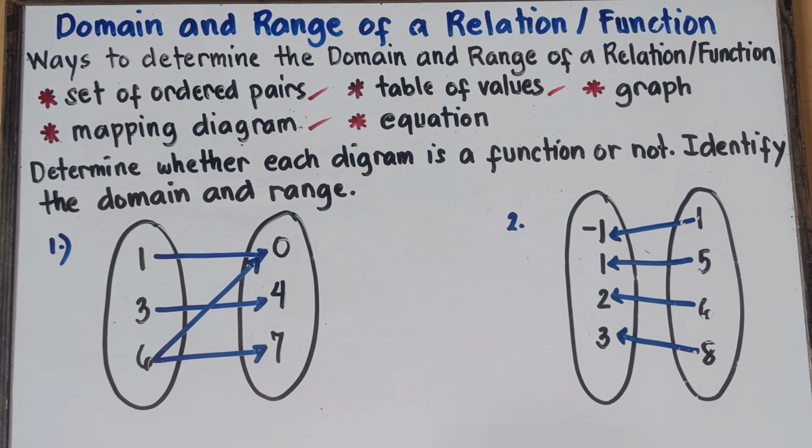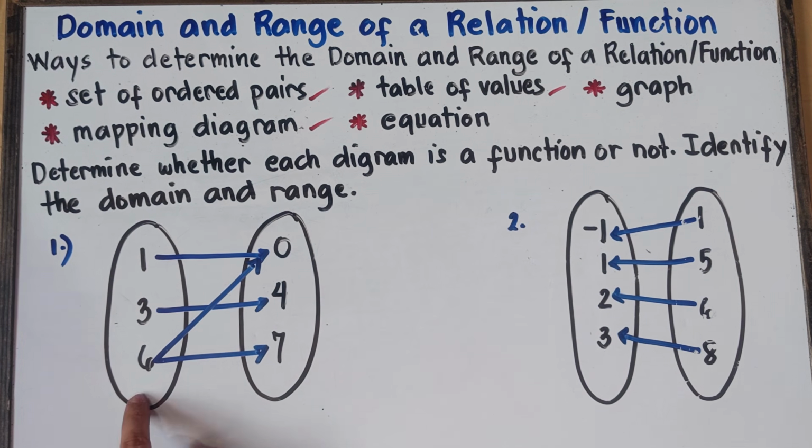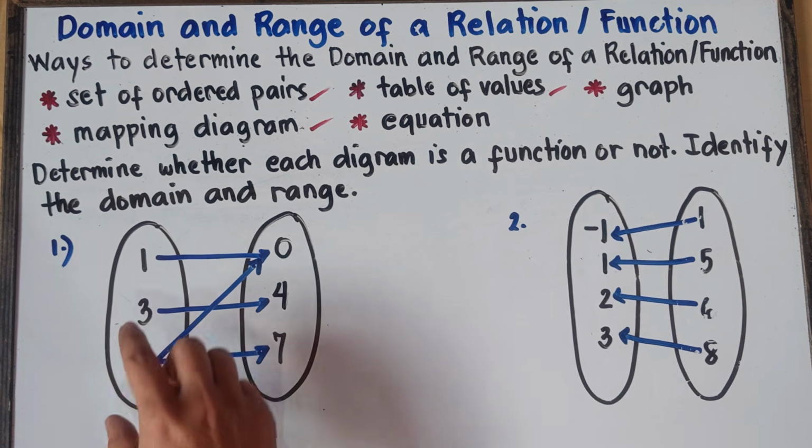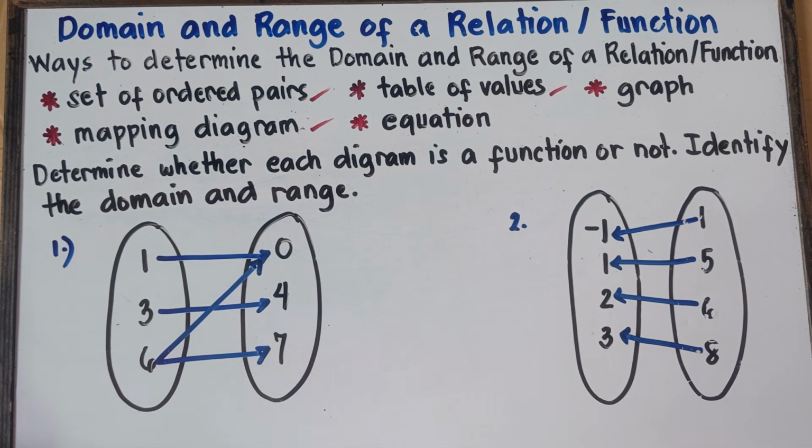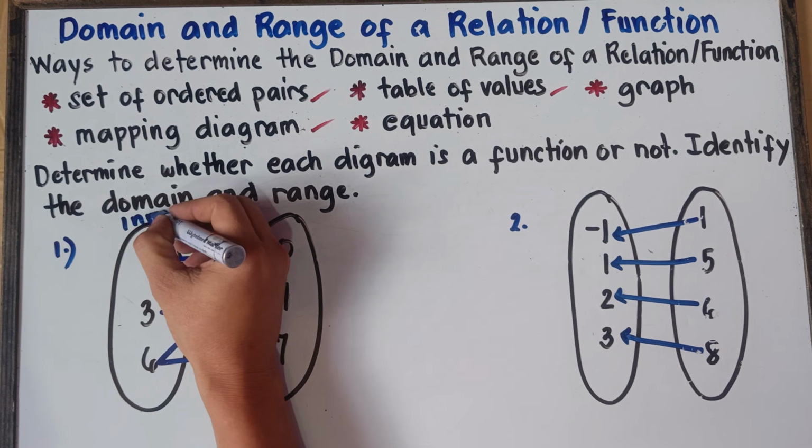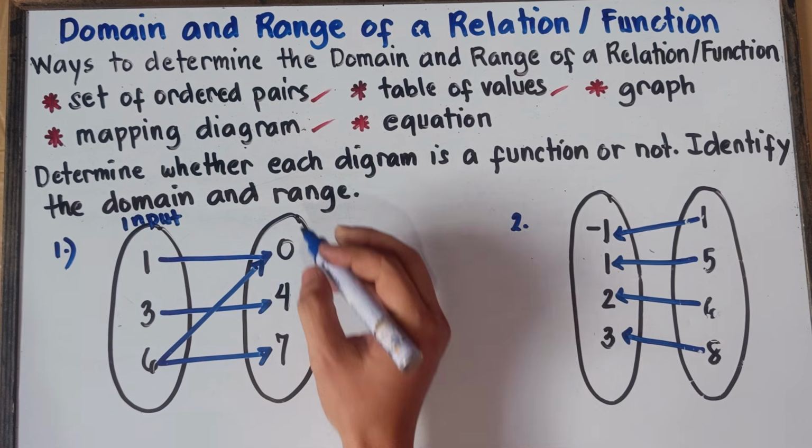Alright, let's do that for number 1. Now, question for number 1. Is this a function or not? Once again, the arrow begins here. Therefore, this will be the input. So, this will be the input, x value, and this will be the output.